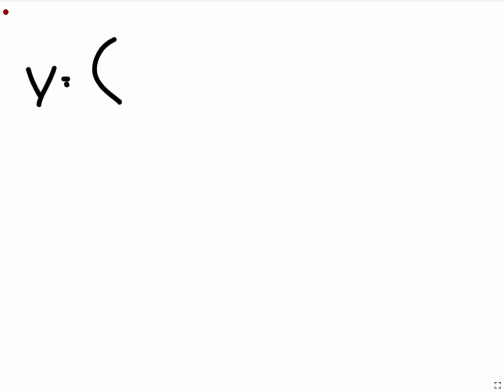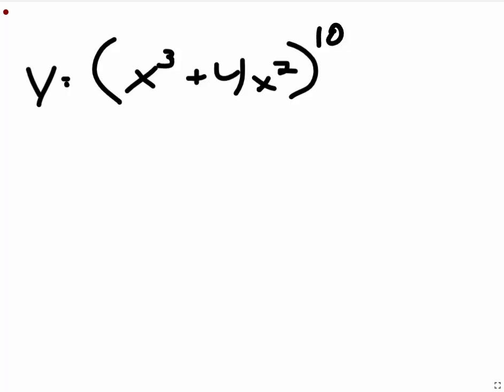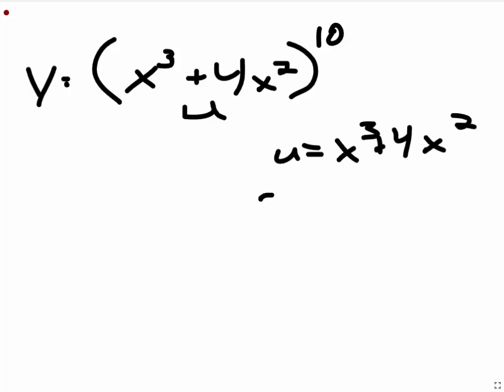Y equals, I don't know, x cubed plus 4x squared, and then that's all raised to the 10th power. So my mama function, the big function, is u to the 10th power, so a power of 10, and then the baby function, what's inside, is this x cubed plus 4x squared. So du is 3x squared plus 8x.